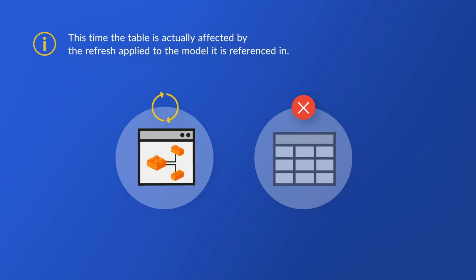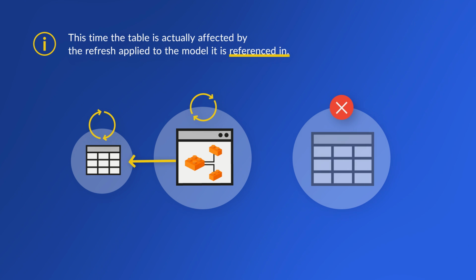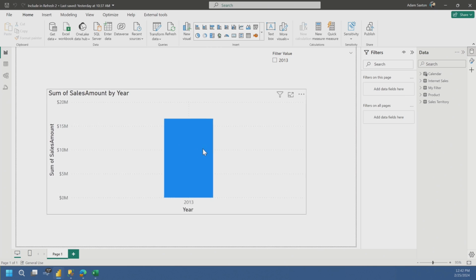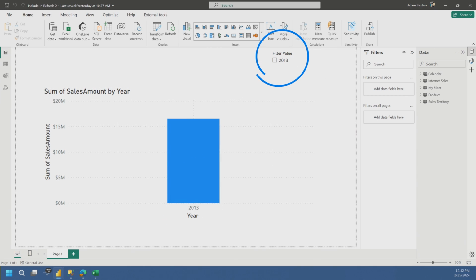So even though I've got the include in refresh disabled, that has to do with the semantic model, the data set. Because I'm referencing the My Filter query from the Power Query side inside of the internet sales query, it has to execute it in the context of the internet sales table. So the internet sales table will pull back whatever year is listed in that Excel file. So let's try that. So we can see here that we've got 2013 and the filter value is 2013.